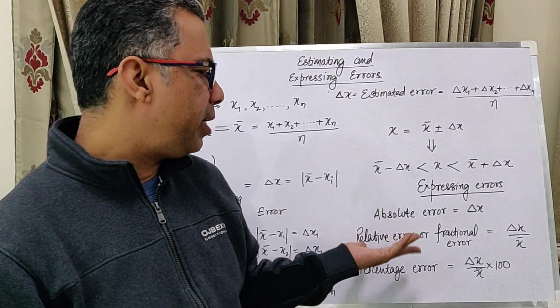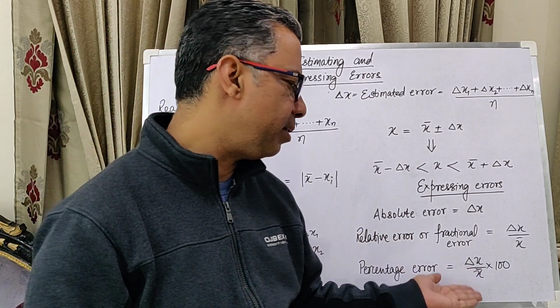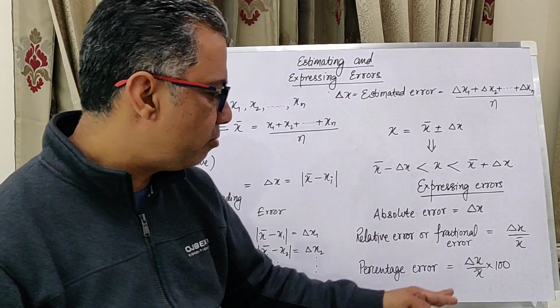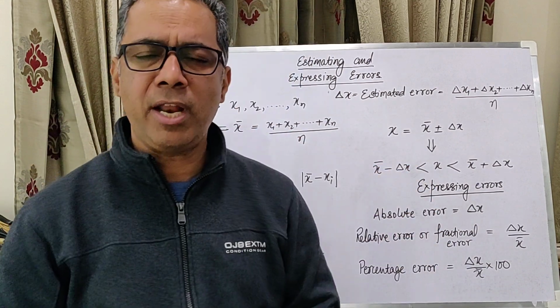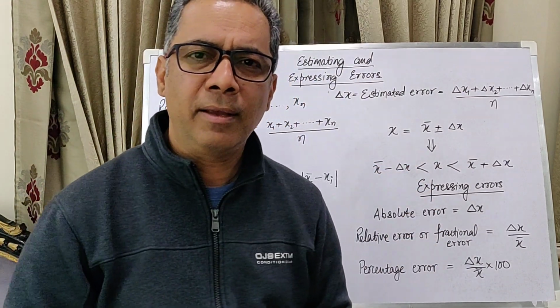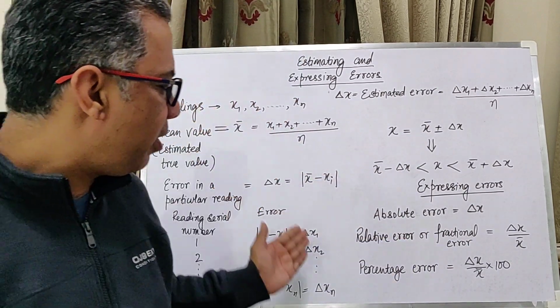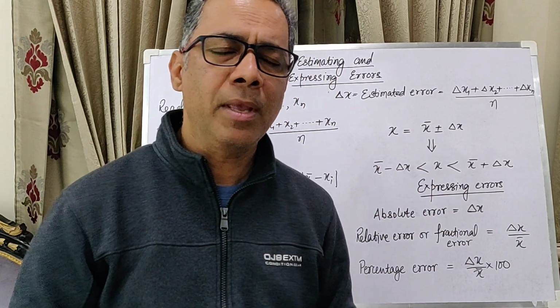Another way we can express errors is a percentage error, where we express delta x as a percentage of the mean or the true value. And these are the three ways we generally express errors. So that's estimation of errors and the expression of errors.